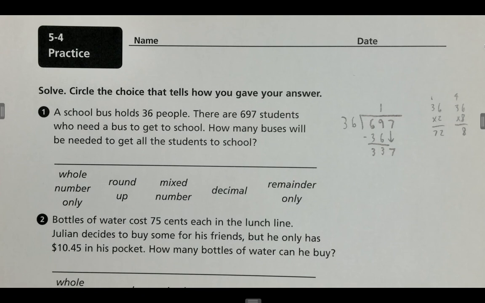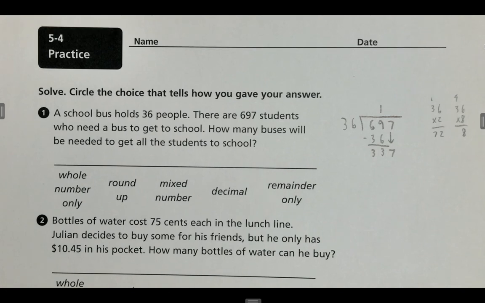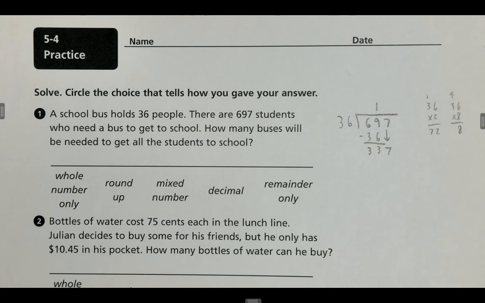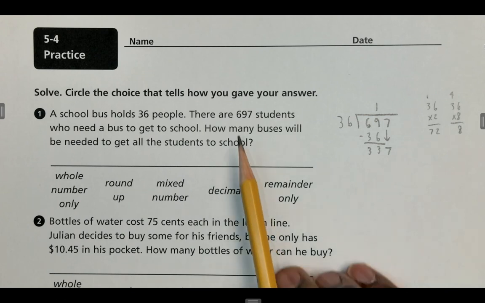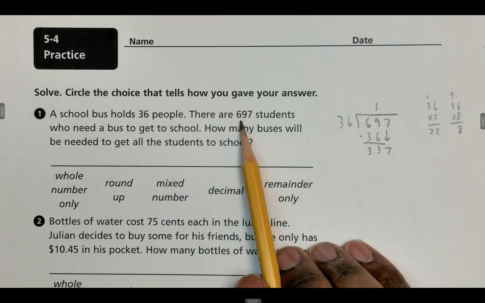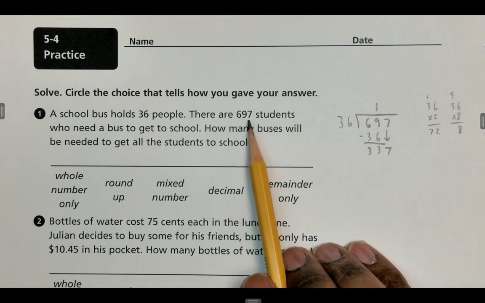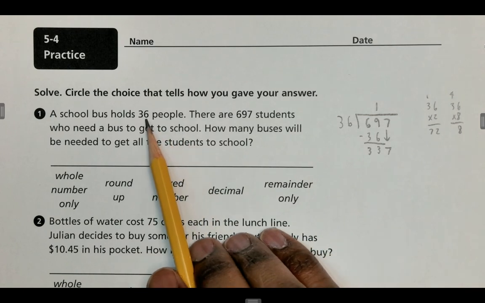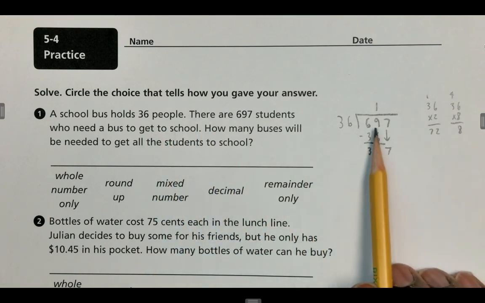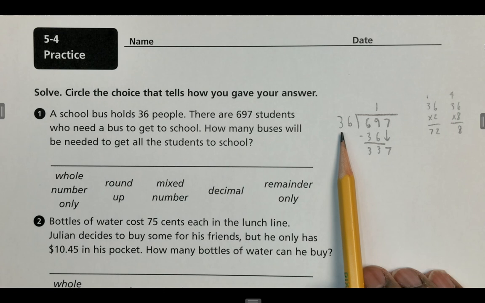Let's get started. Number one, a school bus holds 36 people. There are 697 students who need a bus to get to school. How many buses will be needed? Okay, and you will notice I've started to put my work down here. To set it up as a long division problem, we're taking the total number of kids and dividing by the maximum amount each bus can hold, 697 divided by 36.